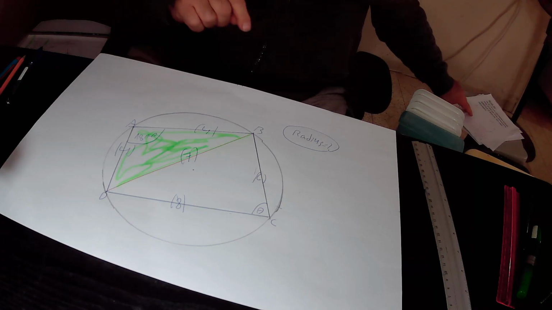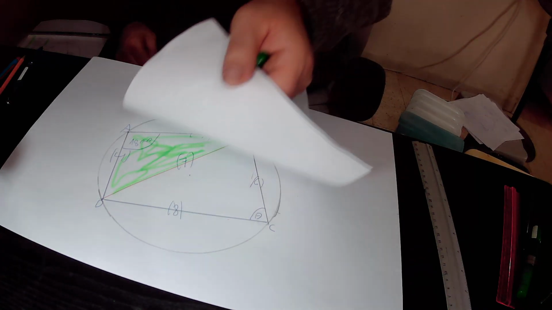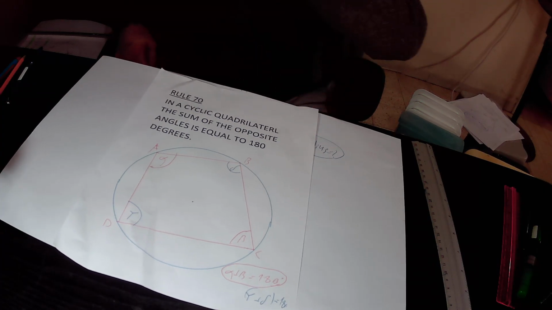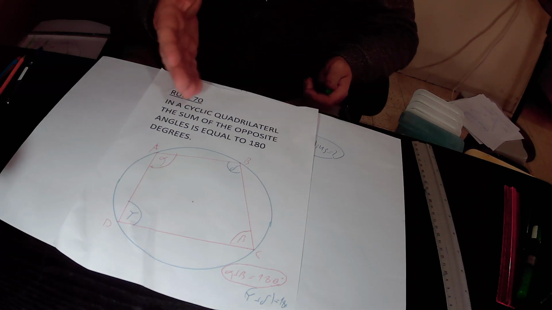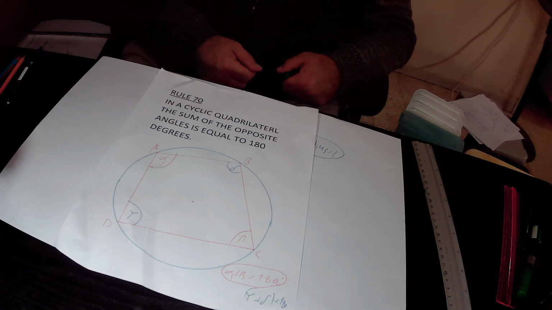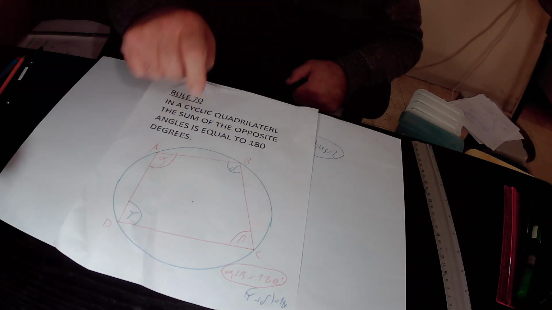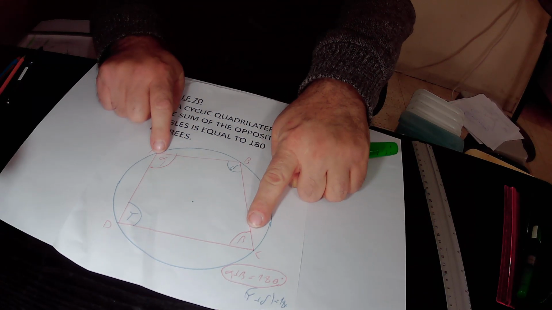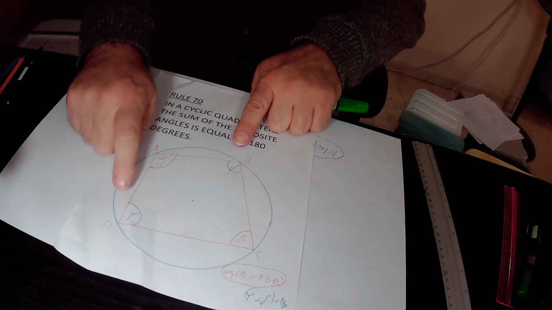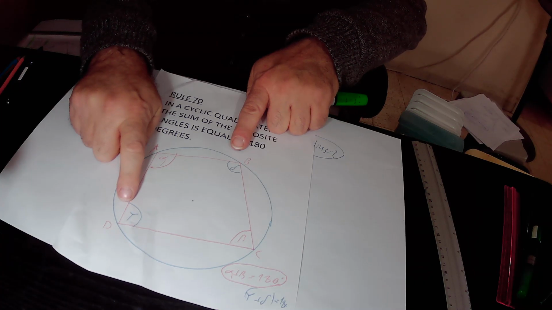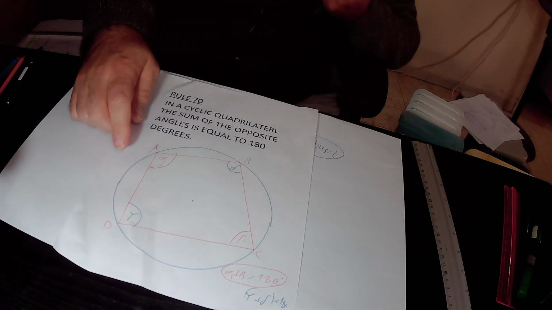According to rule 70, in any cyclic quadrilateral, the sum of the opposite angles is equal to 180 degrees. Quadrilateral ABCD is definitely a cyclic quadrilateral because it is described by this circle. Therefore, the sum of those two opposite angles must be equal to 180 degrees. That is to say, alpha plus beta equals 180 degrees. Likewise, the sum of those two opposite angles must also be equal to 180 degrees. That is to say, gamma plus theta equals 180 degrees. So we can implement rule 70 in our drawing.